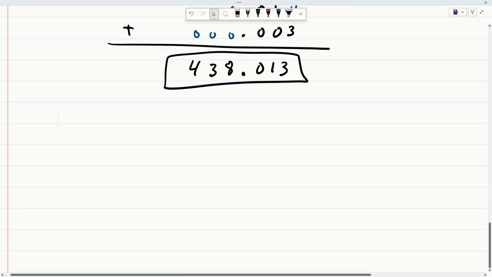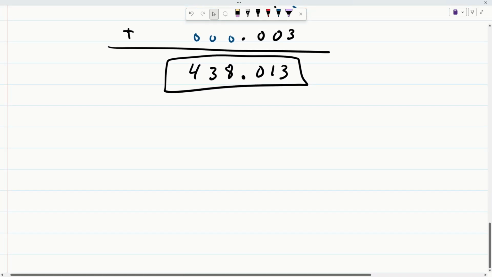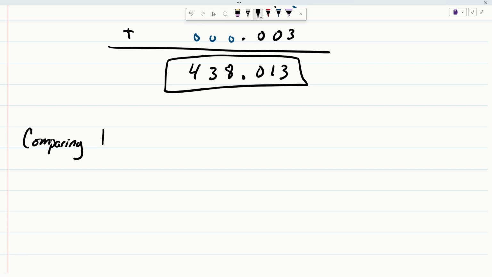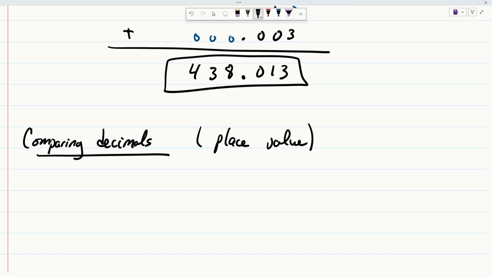So the next thing I would like us to go over would be to compare decimals. Now, once again, comparing decimals, it all falls back to place value. That's what we're looking at. Everything we do when we talk about numbers, especially numbers, is all about place values. Okay?